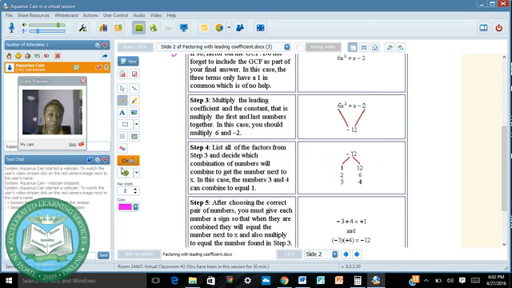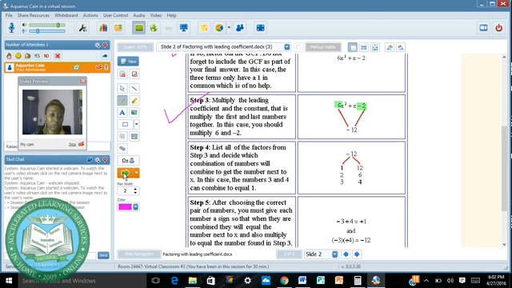Then we go to step 3, which says to multiply the leading coefficient and the constant. Remember what I said about where your leading coefficient was and where your constant was. The leading coefficient is the number in front of your first term. Your constant is your last term that doesn't have a variable. So I'm going to multiply 6 times -2, which gives me -12. Step 3, done.